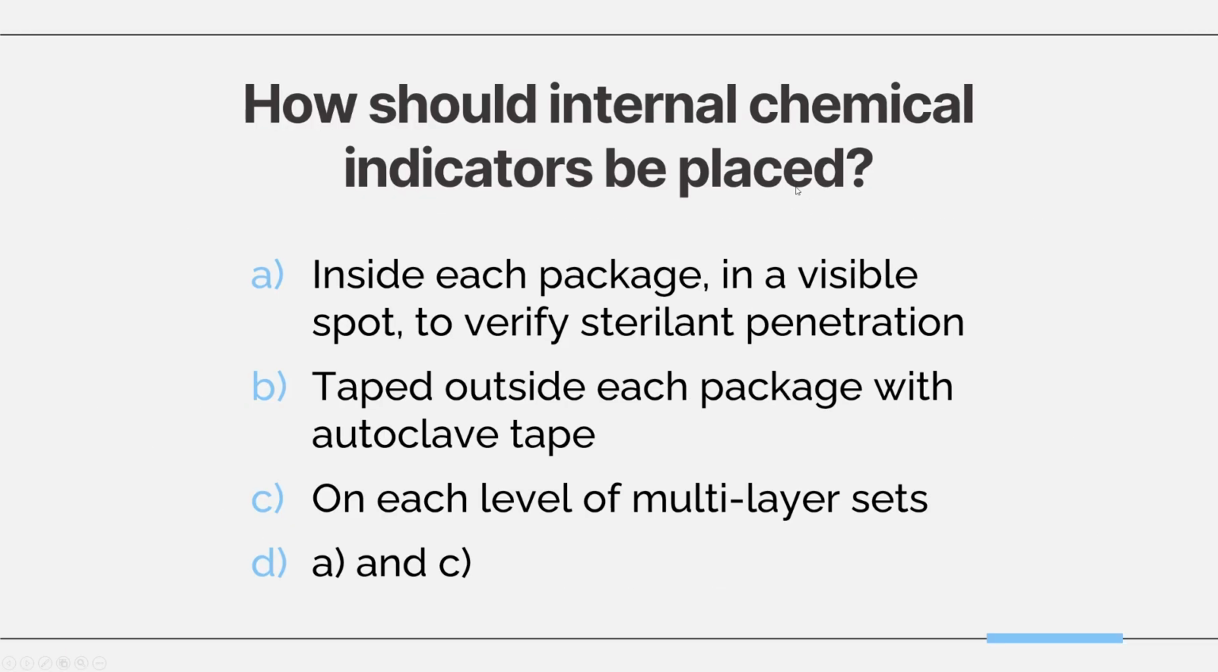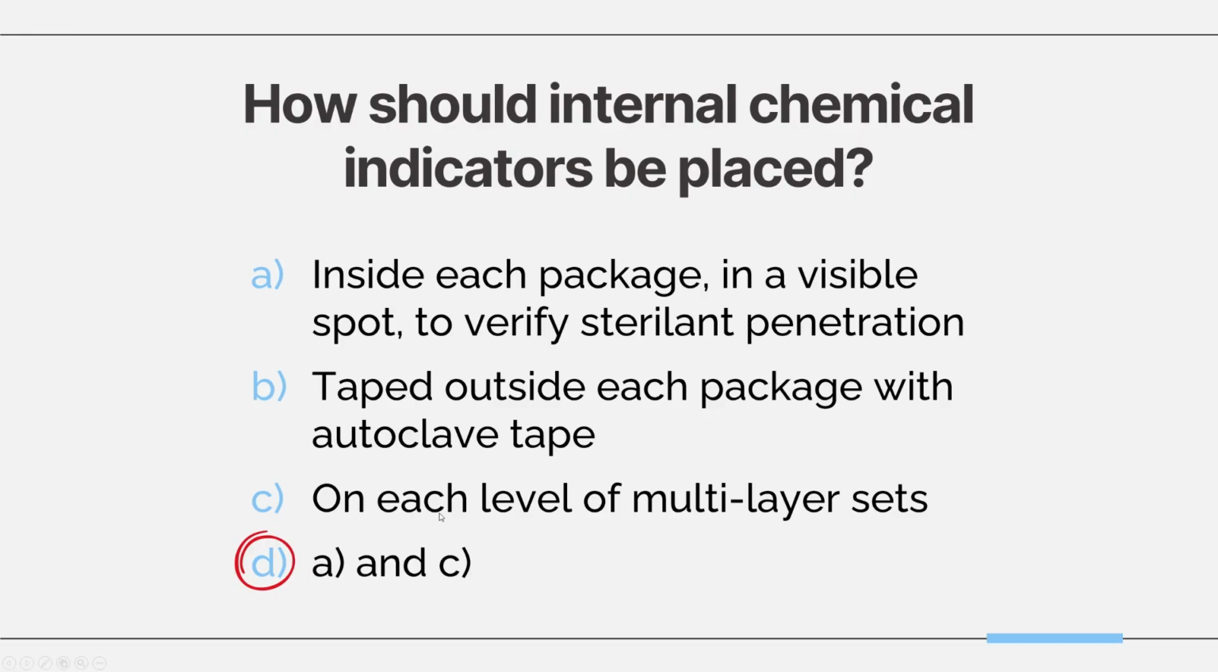So how should internal chemical indicators be placed? Inside each package in a visible spot to verify sterilant penetration, taped outside each package with autoclave tape on each level of multi-layer sets, or A and C. Yeah, it's A and C.